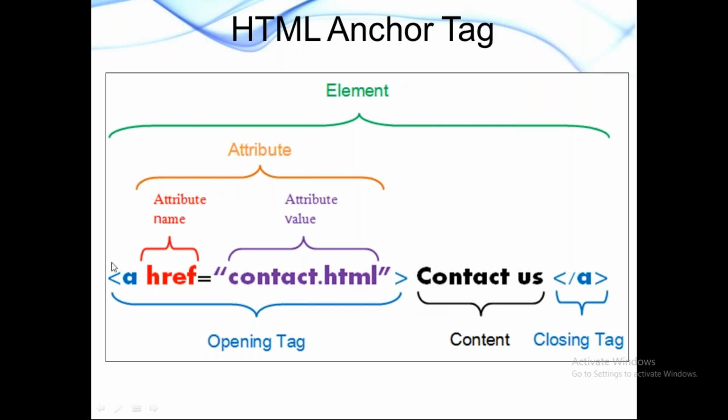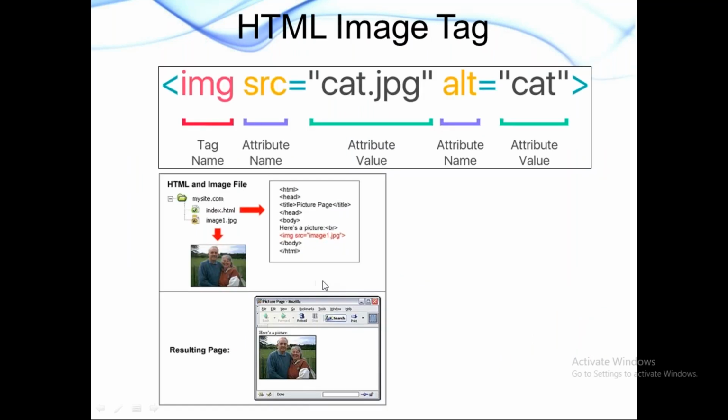The anchor tag is a very important tag because when you want to create a hyperlink from one page to another page, you need to use the anchor tag. Href attribute. Href stands for hyperlink reference. You specify the HTML file to which you want to create the link and then the hyperlink text and then the closing tag. Then image tag. In the src, the source, you specify the name of the image and the alternative text with the alt attribute. That is, for some reason, if the browser is not able to display the image, it will display the alternative text.